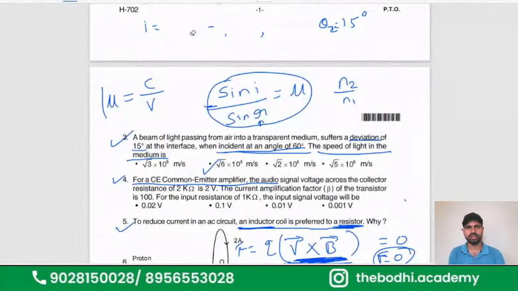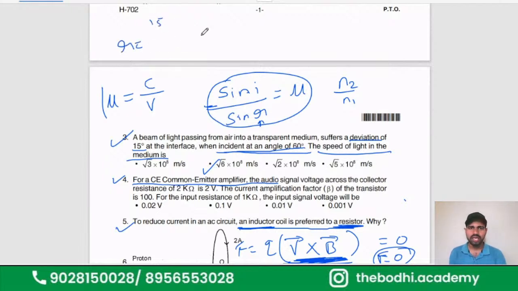I'll write it here. Let's understand. I hope you are writing with me. Let's write this way. I know that sine of i over sine of r is equal to mu. But we don't know what my sine of r is. The angle of deviation is given as 15.